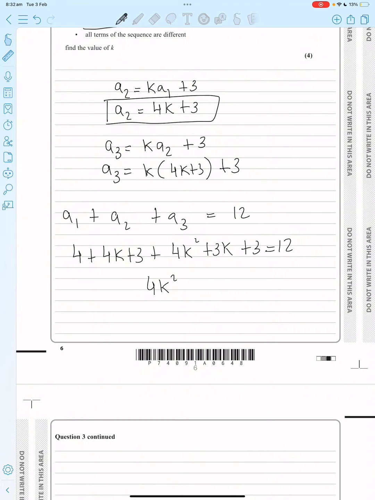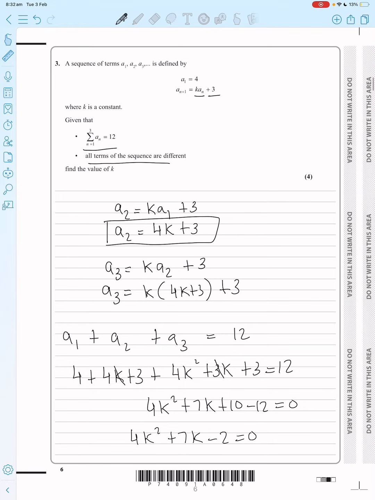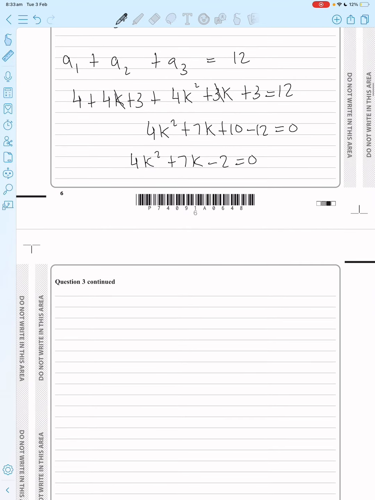4k squared, then these are k terms, so these would be plus 7k, and it would be 3 plus 3 plus 4, which would be 10, minus 12 equals 0. So 4k squared plus 7k minus 2 equals 0. Now, already I can see that this piece of information will prove valuable, because it says all of the terms of the sequence are different. So I assume there'll be two values of k. One value of k will be such that the terms are the same, and one would give us a different term. So I would have to check which one does that.